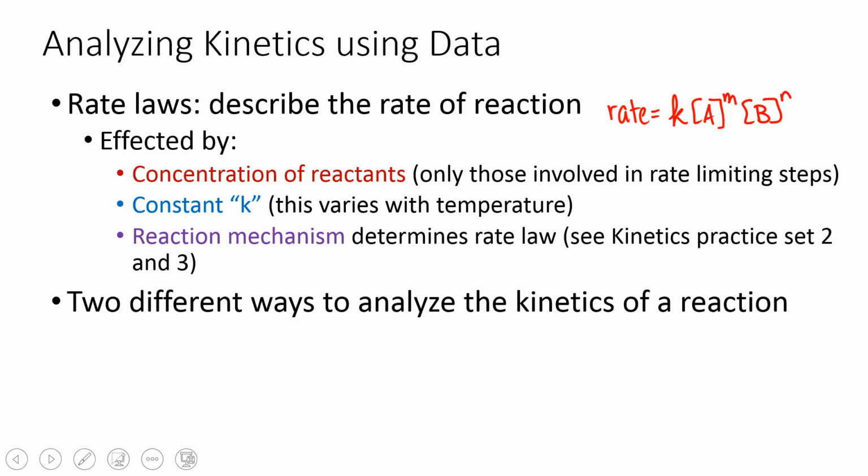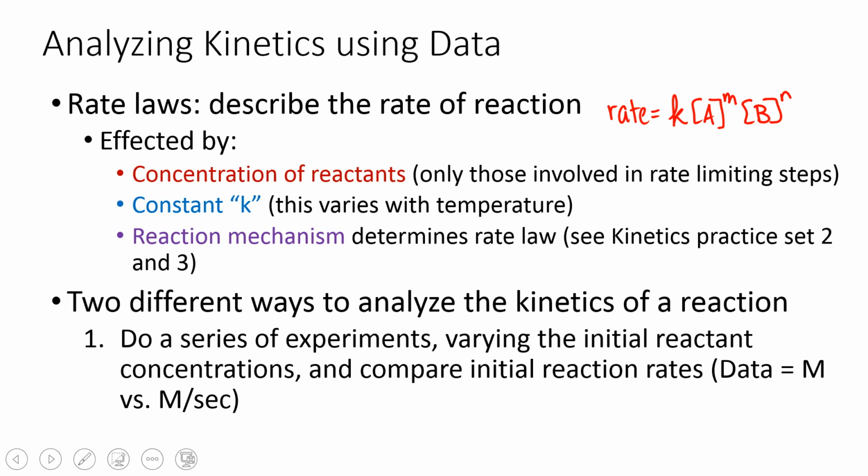There are two ways in which you can experimentally determine the reaction order of a reaction. One of them we've already done, comparing molarity versus rate. And this is what we did on the most recent lab. We did a baseline reaction, determined the initial rate of that reaction, and then we changed variables one at a time. So we said, what happens if we double concentration of A? What does that do to the rate? What if you double the concentration of B? So that is one way to determine the rate law.